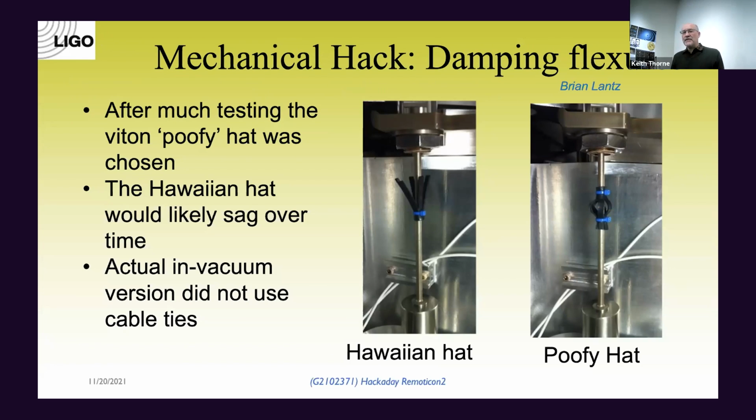Another mechanical hack, we have to damp things that are flexing. And so you have this thing that's vibrating, you're picking up that vibration. So you want to have like a tuned mass damper or semi-tuned. And so there's a lot of creativity. It's got to be in vacuum. And so one mechanical engineer came up with all these designs of different pieces of Viton with cable ties of different designs that would work. And with much testing, he said the poofy hat worked. And the Hawaiian hat sort of worked, except it probably drooped. So yeah, we don't use cable ties, we use something ultra vacuum. Brian Lance came up with this. So that's one of our hacks.